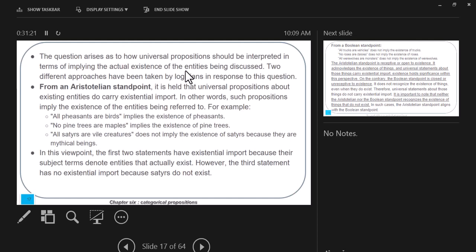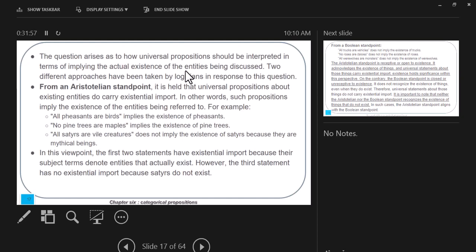The first is the Aristotelian approach. All pheasants are birds implies the existence of pheasants according to what? Aristotle. All pheasants are birds imply the existence of pheasants according to Aristotle. But it does not imply the existence of pheasants from the Boolean standpoint. We'll come to that point later on. No pine trees are maples implies the existence of pine trees according to Aristotle. According to George Boole, it does not imply the existence of pine trees. All satyrs are vile creatures does not imply the existence of satyrs because they are mythical beings. The same thing is true for the Boolean approach, right?